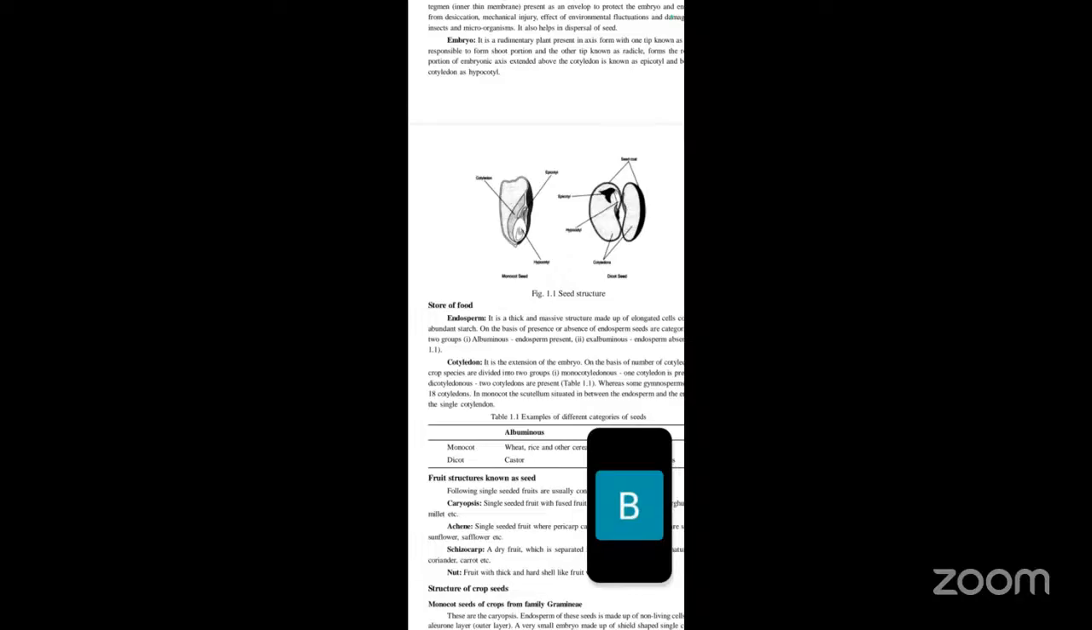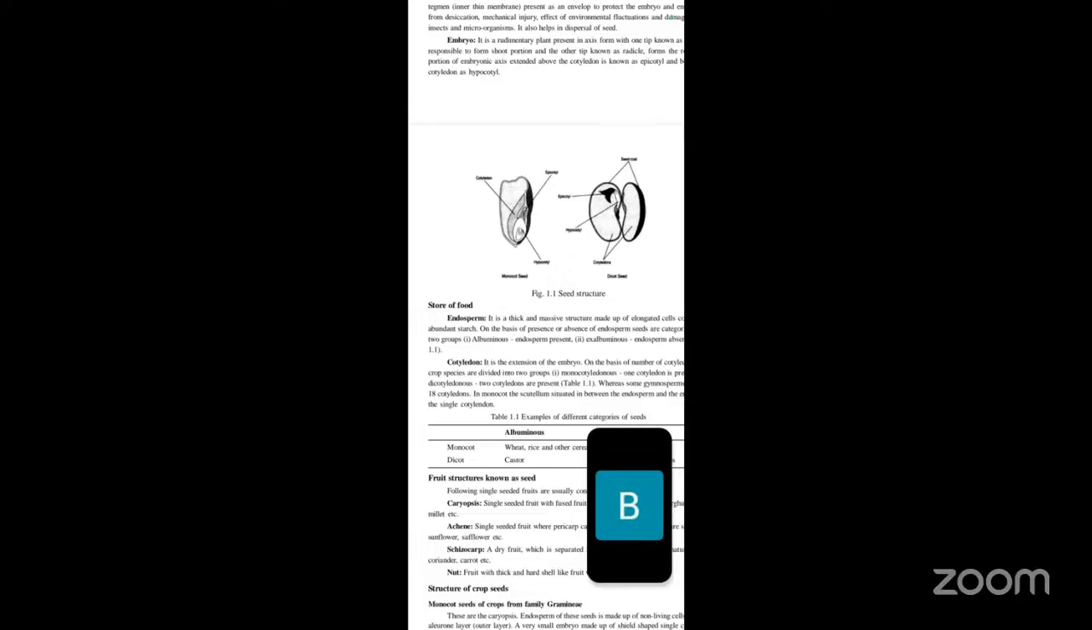Cucurbits: the seed is flattened and ovate with a smooth surface and a thick seed coat. Two cotyledons comprise the seed. Seed dormancy can be defined as the state or condition in which seeds are prevented from germinating even under favorable environmental conditions.